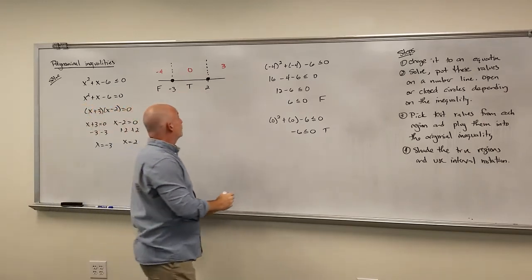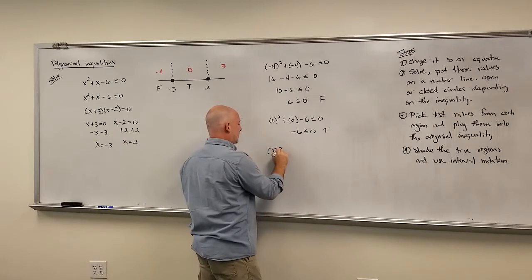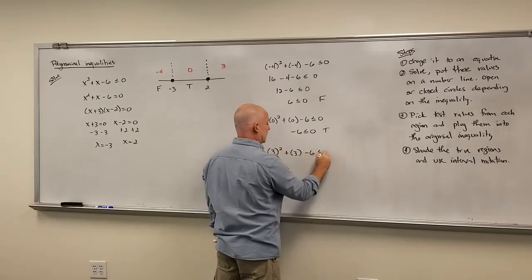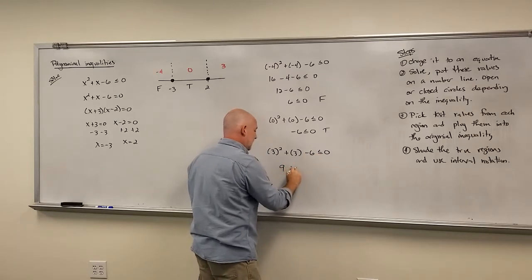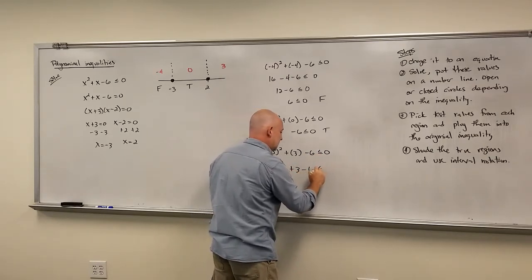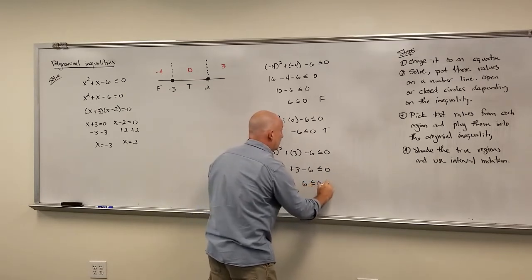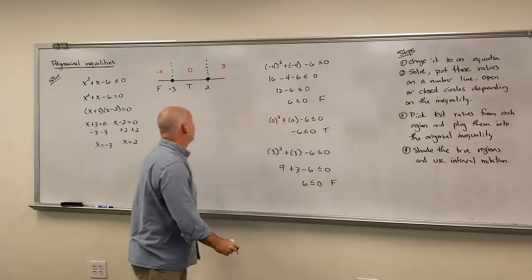And for our last one, let's go ahead and test it. If I plug 3 in there, 3 squared plus 3 minus 6, is that less than or equal to 0? 9 plus 3 minus 6, less than or equal to 0. So that's 6 less than or equal to 0. Again, this is false.